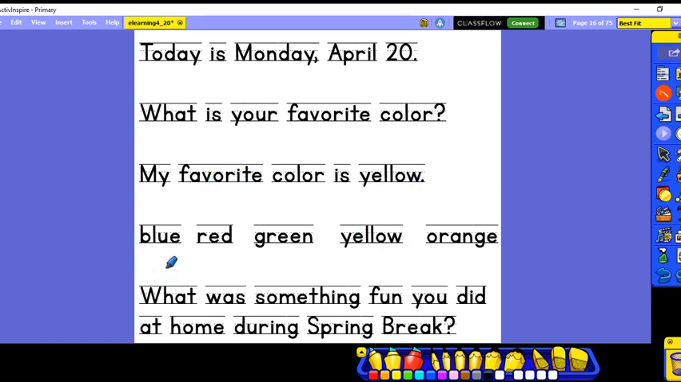So let's look at some of the color words. Blue, red, green, yellow, orange. What was something fun you did at home during spring break?